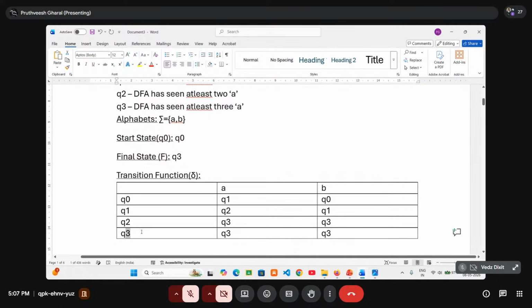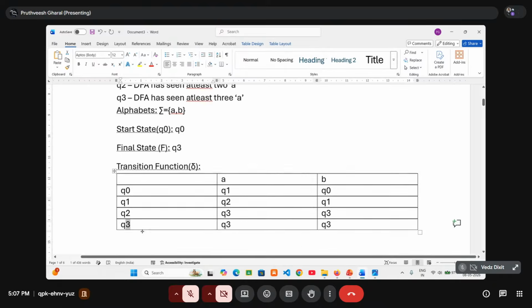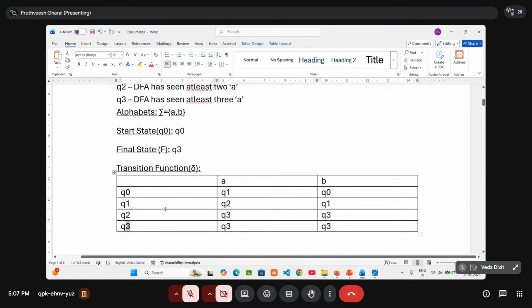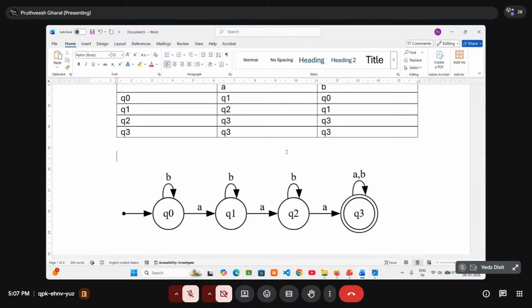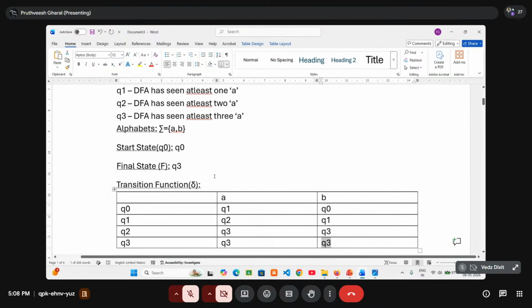In the Q3 state, we know that a string has at least three A's. We do not have to read any input, but whenever we are defining a machine, we have to write which state the machine will transition to whenever it encounters the next input, right? It is as simple as that. So if the DFA encounters B, it will be in the state Q3. Okay, so this solves the problem.